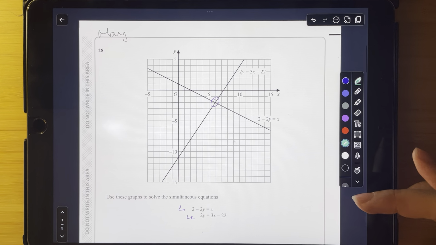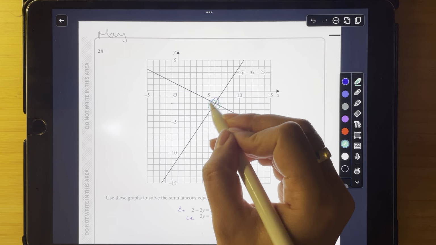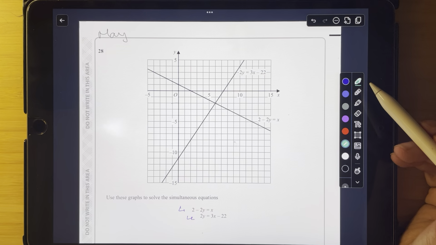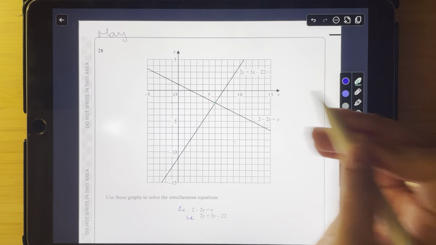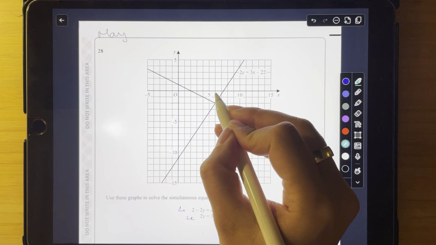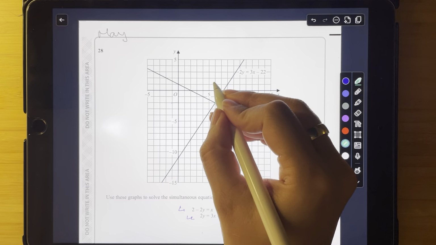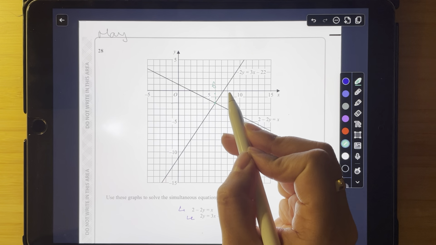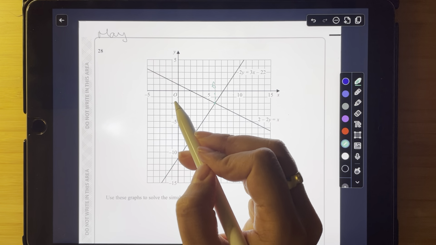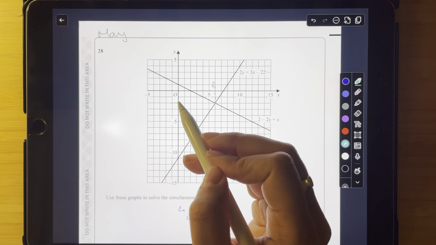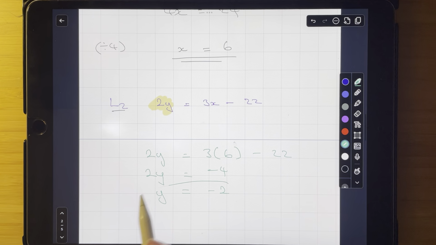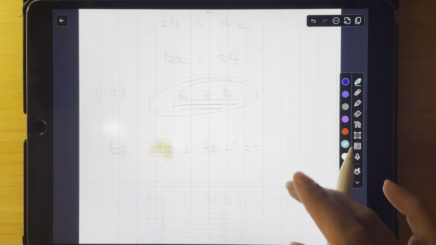Great, so this point is the solution to the simultaneous equations. That's this point here where the lines satisfy both conditions. So x is equal to 6, 7, 8, 9, 10. Yep, 6. And y is also equal to 0, minus 1, minus 2, minus 2. Which is what I have here and here. So I got it right.